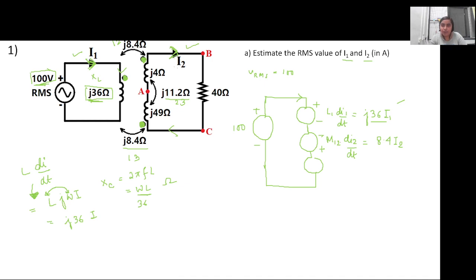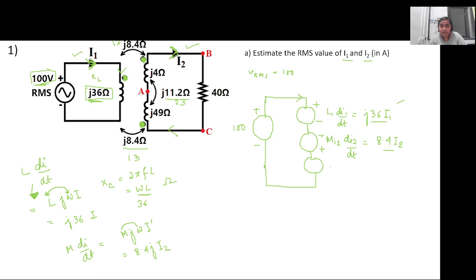Similarly, in case of M12, M di/dt can be written as M into jω into I dash, whatever. In this case, it is I2. So this Mω value is given as 8.4 ohm. So it is 8.4j into I2, which I have written here. Clear?